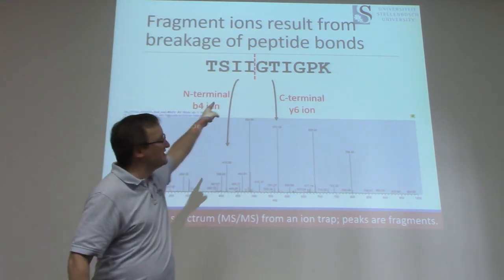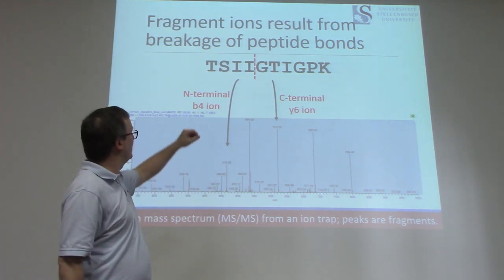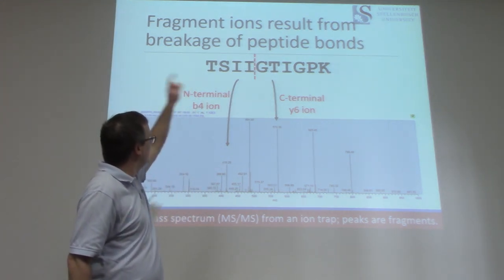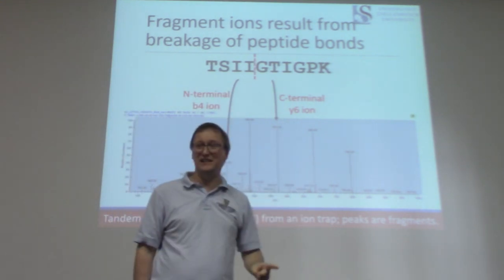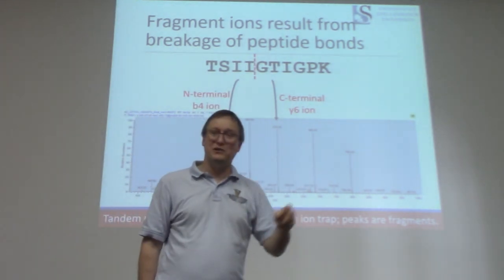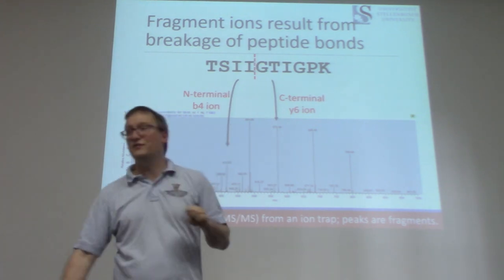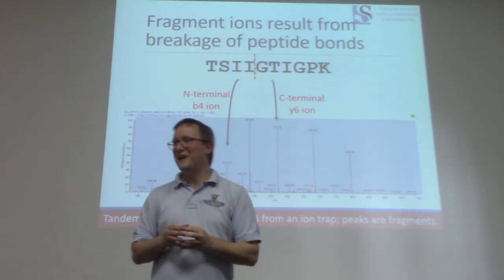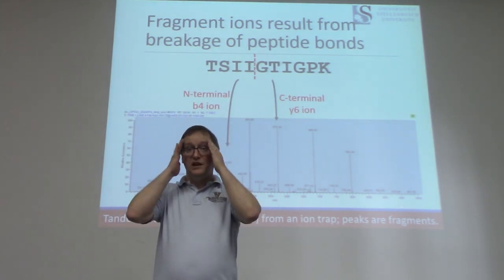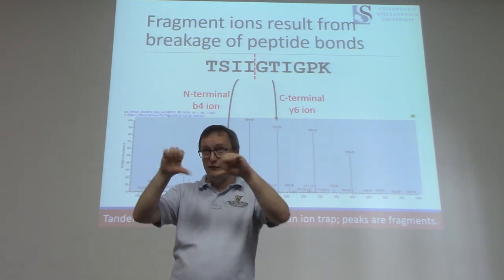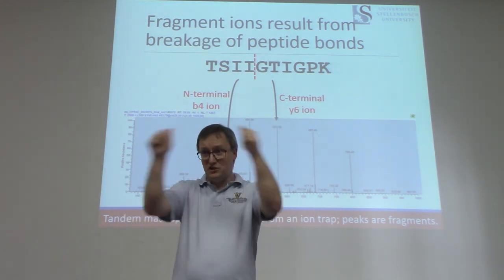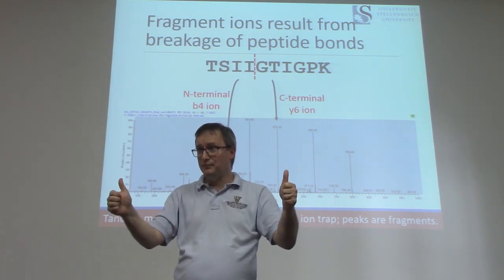On the other side, we've got these six amino acids. So we can add together 57, 101, 113, 57, 97, and 128. Then we add water and a proton, and that gets us to 572.36. Great, right? So now we see that one breakage event at this fourth peptide bond has resulted in two different fragments for us to see.